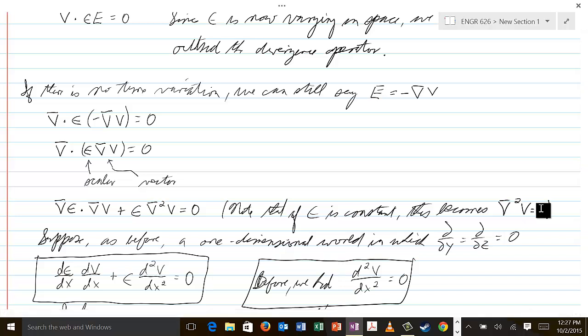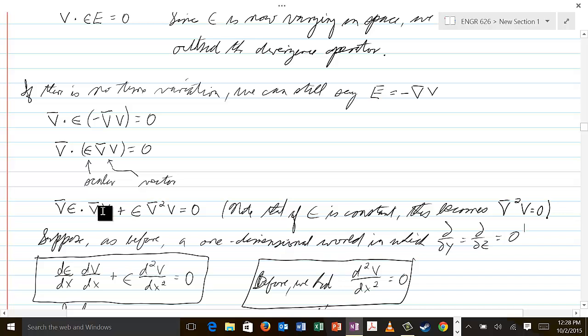Now, as before, we want to keep this simple and just look at a one-dimensional world in which the partial derivative with respect to y and the partial derivative with respect to z are 0. This means there's no variation at all in the y or z direction. And so then the gradient of epsilon just becomes d epsilon dx, the gradient of V is dV dx. And when we take the dot product of these, actually, let me back up. The gradient of epsilon actually is d epsilon dx times the unit vector in the x direction.